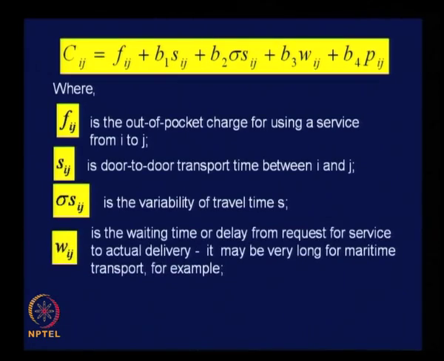And Wij is the waiting time or delay from request for service to actual delivery of service. It may be very long for maritime transport, for example, waterway transportation. You may send a request to come and collect a commodity for transportation, but you may have to wait for a long time, right, or even if you just take your commodity to the seaport, it might be lying for days at the seaport waiting for the arrival of the vessel pertaining to a particular destination, right. So this is also a factor.